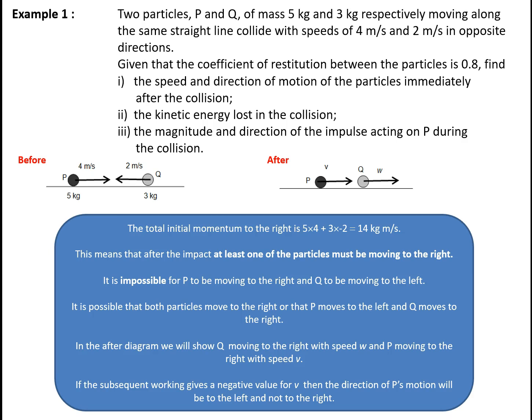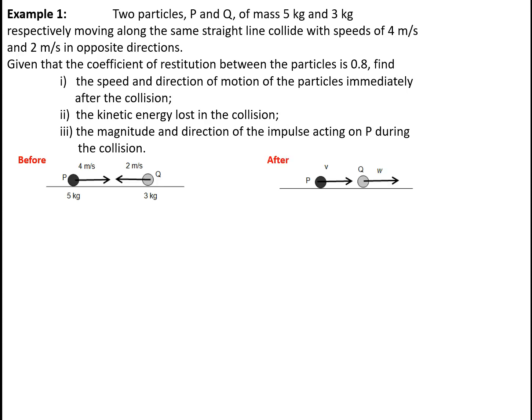Okay, so we have our before diagram, we have our after diagram. We can now apply the conservation of momentum to the right. Initially we have momentum of 5 times 4 plus 3 times minus 2, and that must equal the total momentum after the collision, which is going to be 5 times V plus 3 times W. So we have the equation 5V plus 3W equals 14.